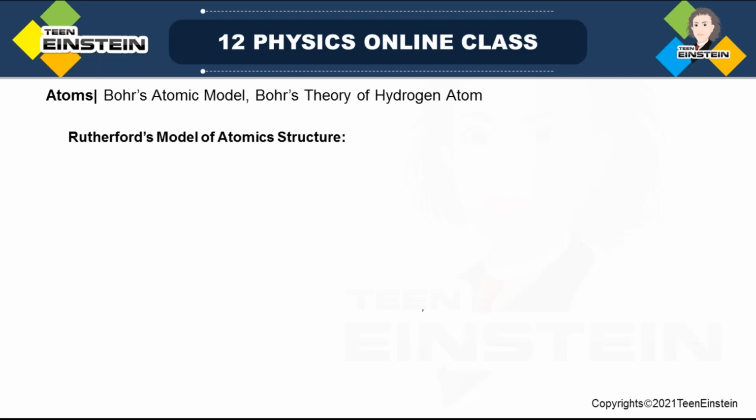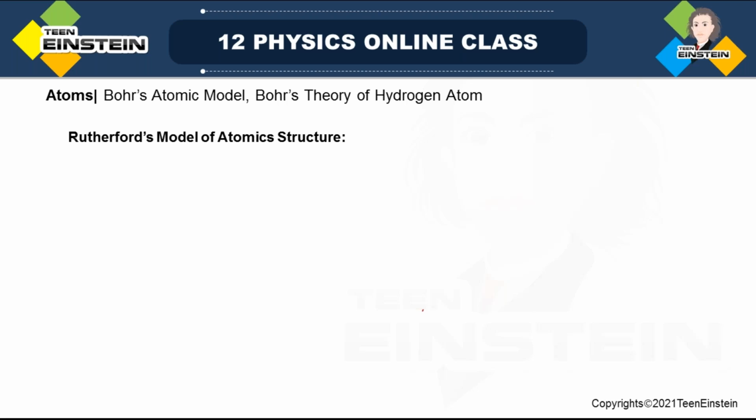So, very good evening, all. Today, we will be learning about Bohr's atomic model. So far, we had learned what was Rutherford's model, which was given on the basis of the results obtained in the alpha particle scattering experiment from the gold foil.